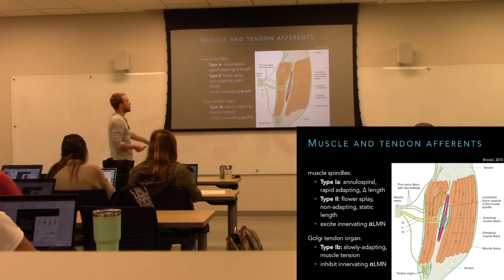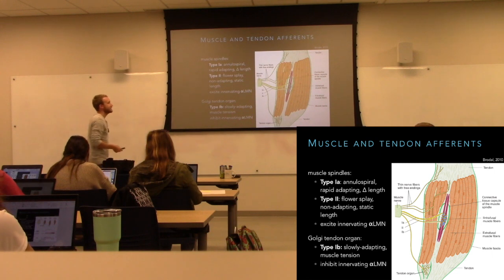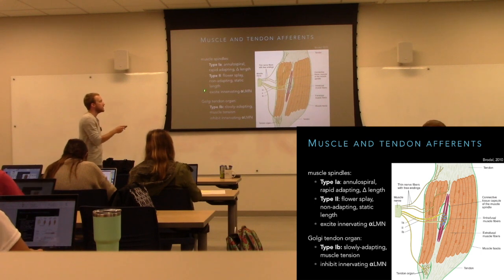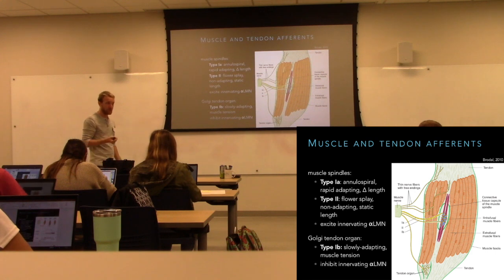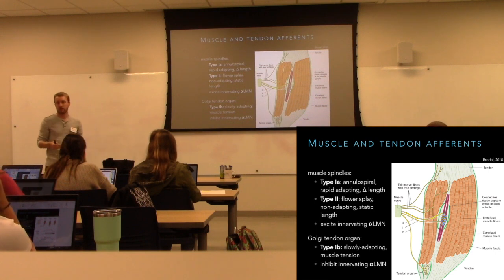The Golgi tendon organ is a type 1B. These are going to adapt more slowly, so they'll respond initially and then slow down over time. Rather than exciting the lower motor neuron that innervates that muscle, these are going to inhibit that lower motor neuron. Because if we have an increase in muscle tension, well, we're running the risk of damaging either that connective tissue or the muscle itself. So we need to stop trying to contract that muscle and allow it to relax to relieve that tension. So this is another reflex.